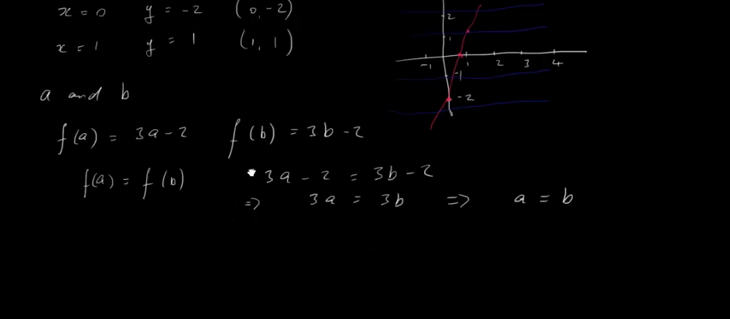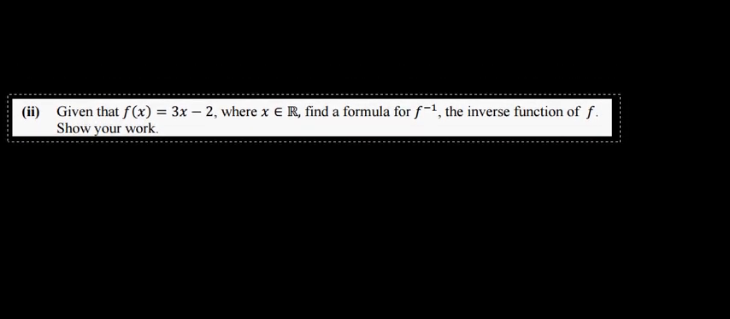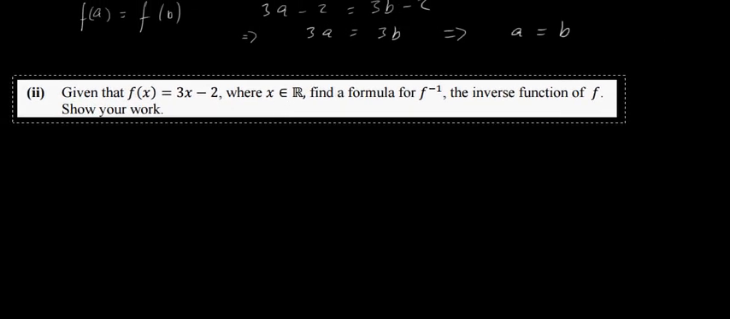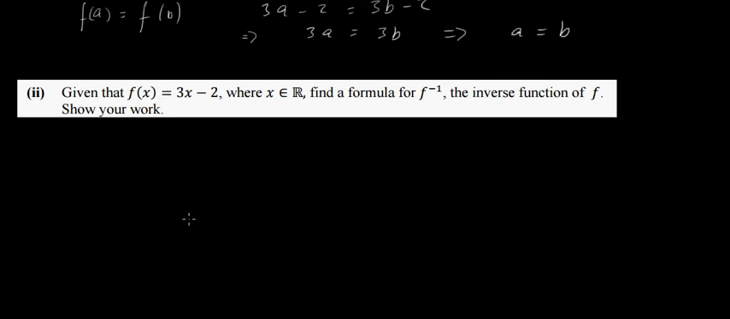This is, let's see, I'm going to have to move this up a bit as well. Let me just move it up a little bit here. Okay, so this is a function f of x equal to 3x minus 2, where x is an element of R. We want to work out a formula for the inverse of this function, and show your work here as well, of course. So let's have a look at this.